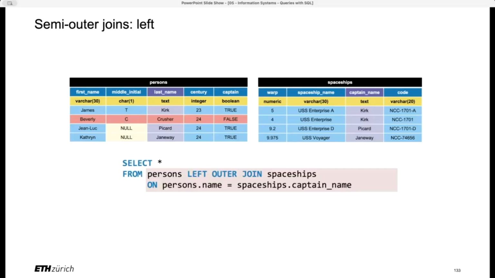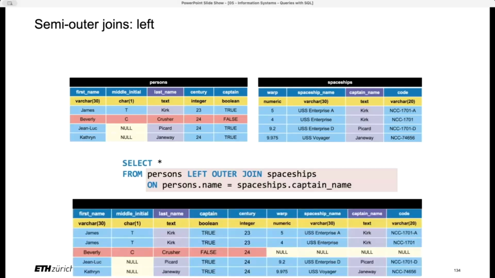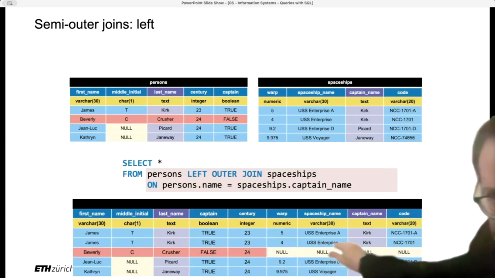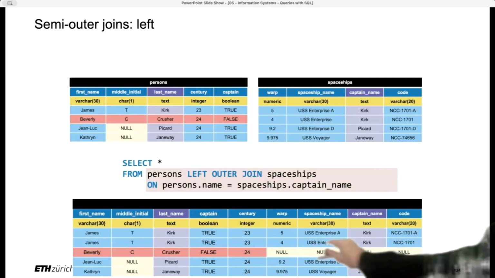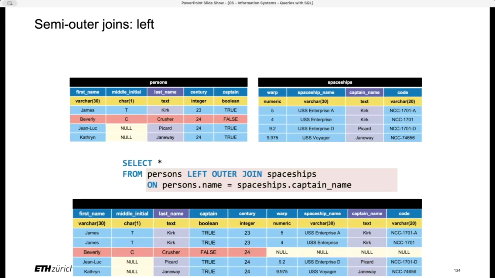It's simple. All I have to say is left outer join, or left join is going to work too. Left outer join or left join on person's name equals spaceship captain name. And the only difference with the inner join is now that Beverly Crusher appears in the results, even though there is no match. And we just put nulls in here because there are no matches. Who is with me? Right? That is called the left outer join.